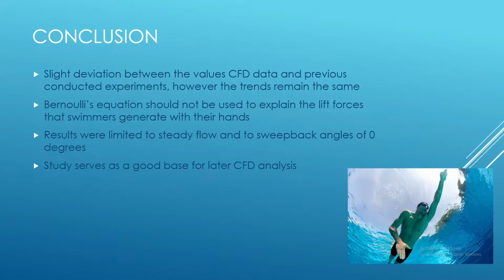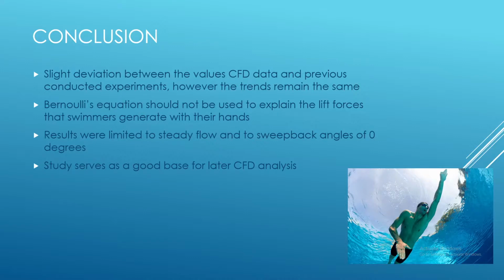So the conclusion. There's some slight deviation between the values of the CFD data collected here and previously conducted experiments. However, the trend remains the same, and the value difference is likely due to factors outside of the control of previous experiments, while the CFD model test was conducted in a perfectly controlled environment. As mentioned in the results section, flow separation occurred at all angles of attack and at all fluid velocity values. This indicates that Bernoulli's equation should not be used to explain the lift forces that swimmers generate with their hands, since Bernoulli's equation is applicable only to ideal flow.